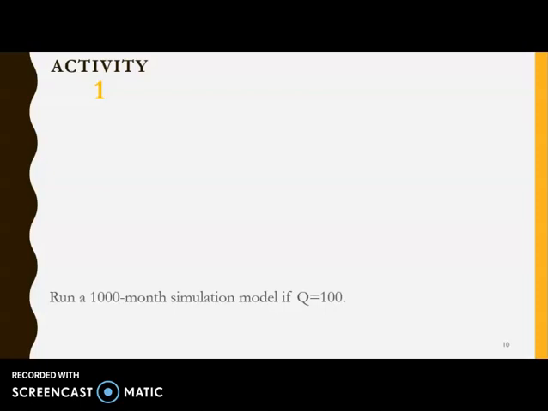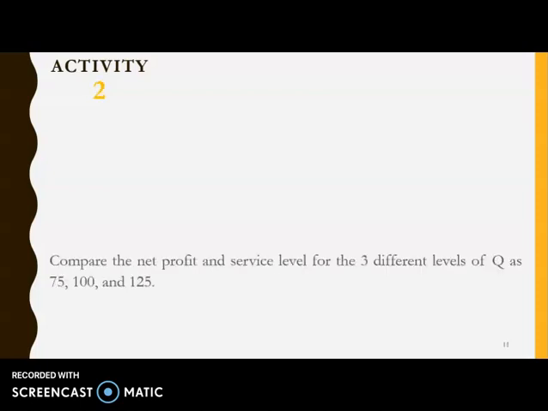Run a 1000 month simulation model if Q equals 100. And for the other one, in activity 2, to finish the case completely, it says compare the net profit and service level for the 3 different levels of Q as 75, 100, and 125. And which one are we going to use? The one that has the maximum net profit and maximum service level. So again, we need to return to our Excel file and do these calculations.